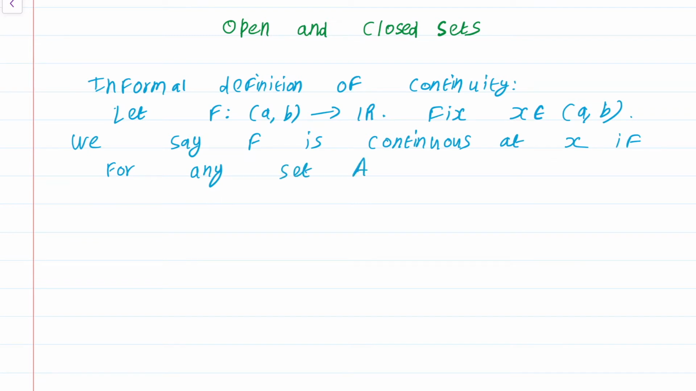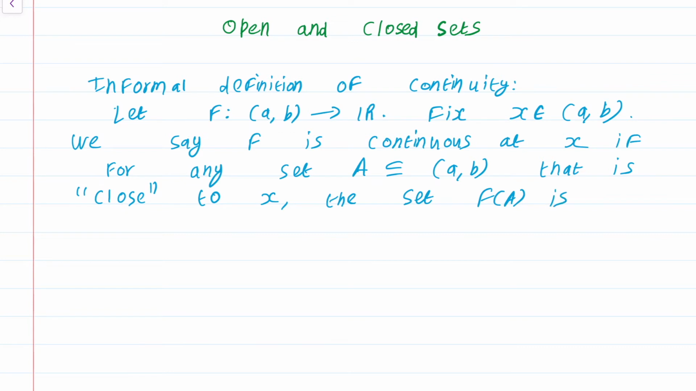A, a subset of (a, b), that is "close", in quotes, because we don't really know what close means, close to x, the set f(A) is close to the point f(x).